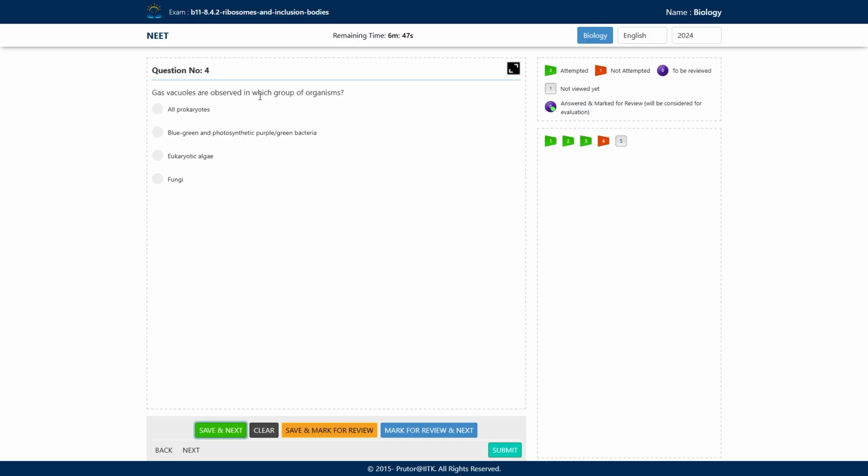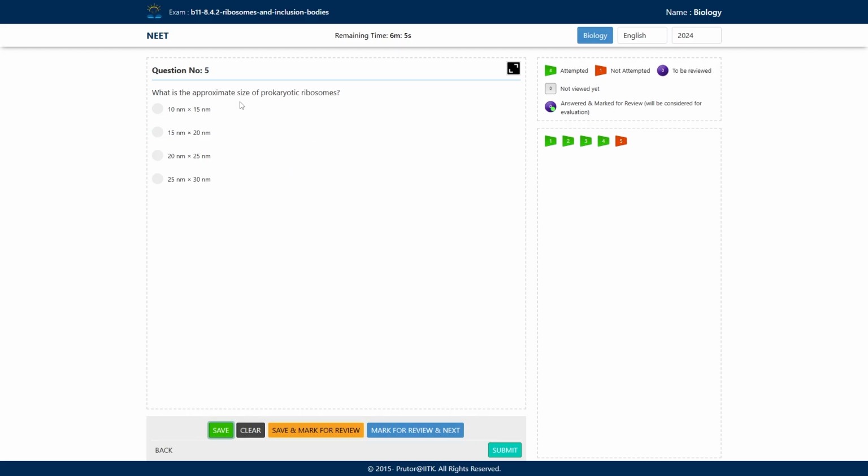Next one, gas vacuoles are observed in which group of organisms? Options: all prokaryotes; blue-green and photosynthetic purple and green bacteria; eukaryotic algae; or fungi. What will be the correct answer? Option number B is the correct answer here. Blue-green and photosynthetic purple and green bacteria have gas vacuoles. They provide buoyancy to these bacteria as they are aquatic.